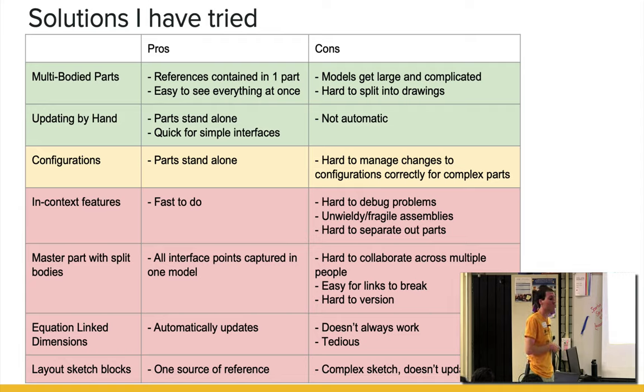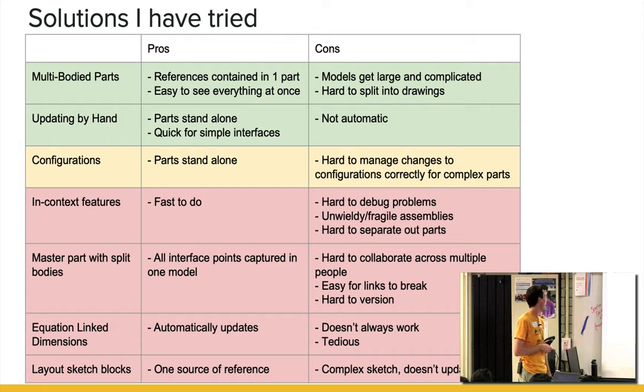I think that some of the other things that I've done, that I'm not a fan of, I guess the main one is in-context features. Some of you might be familiar with this. Basically, it's really fast to do, but it leads to problems down the road, because you end up with references that are tied between different parts and assemblies. If you want to take a part from one context and use it in another, it's hard, it can be fragile, and you can have broken references that you're really not sure what's happening.